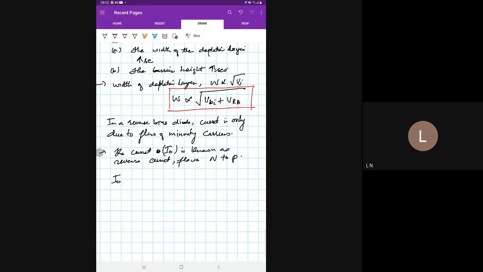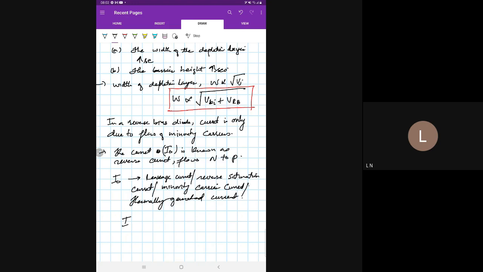This I naught is also known as leakage current, or reverse saturation current, or minority carrier current. It is also known as thermally generated current.